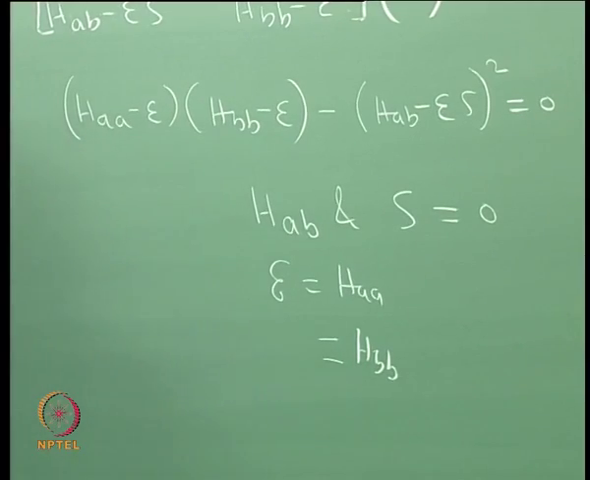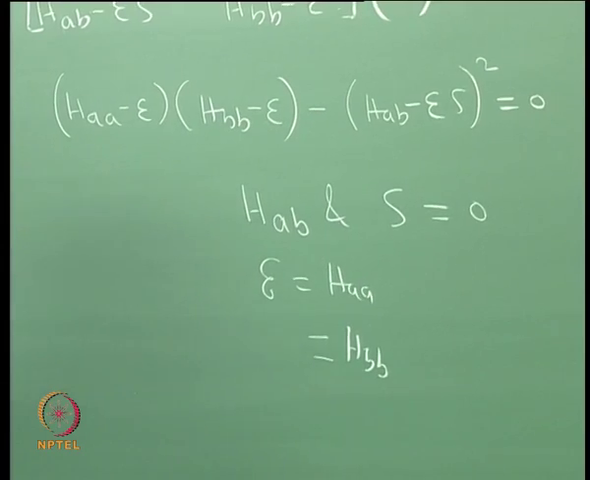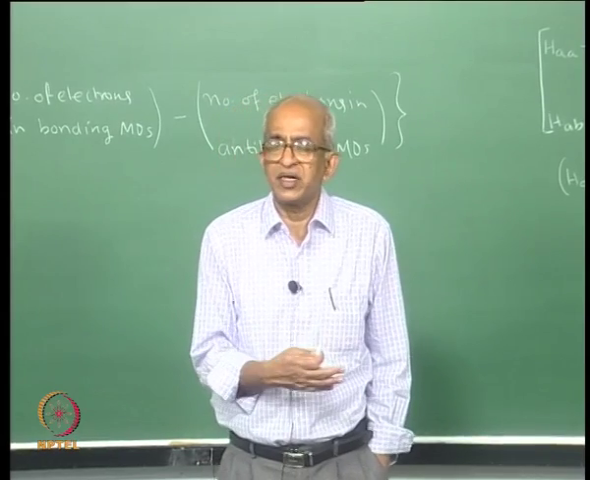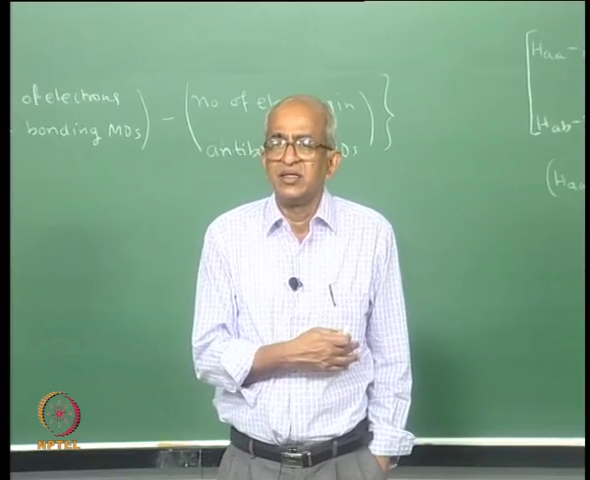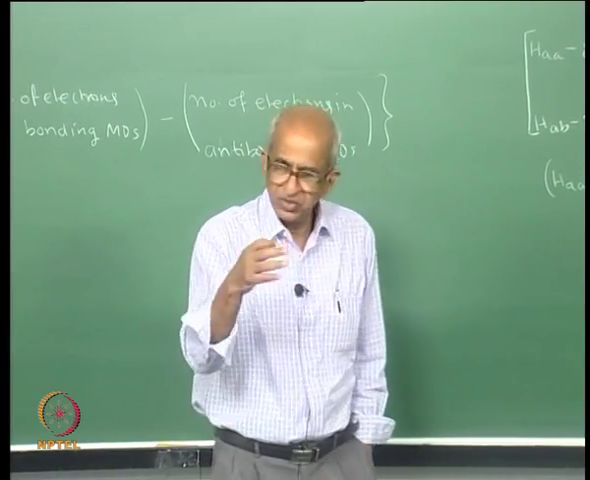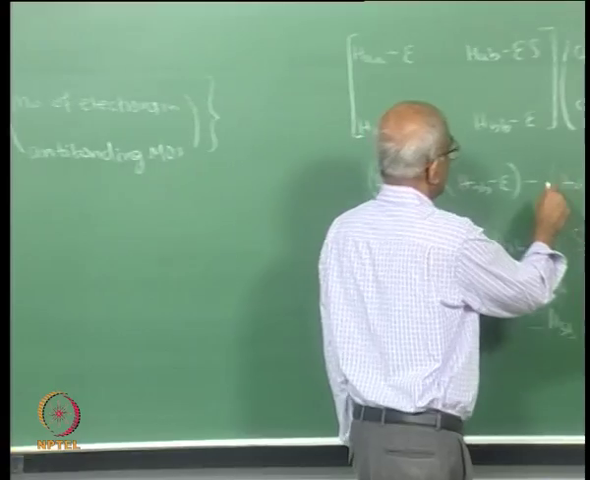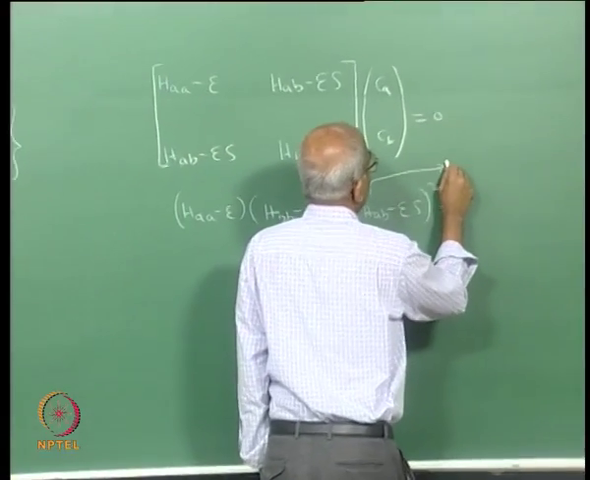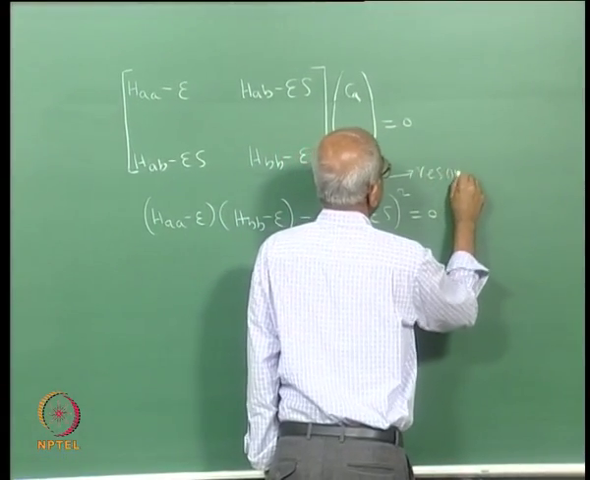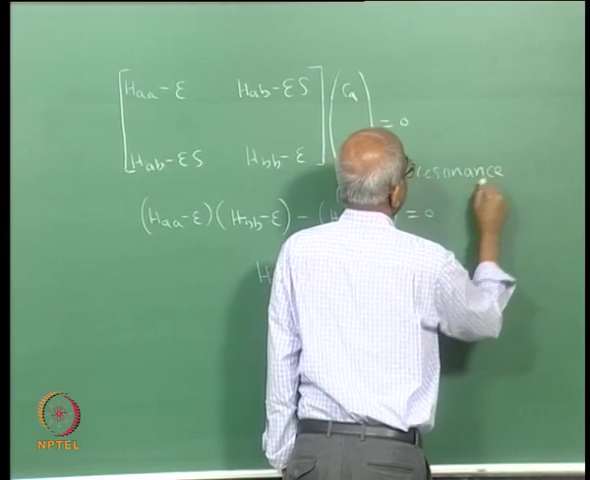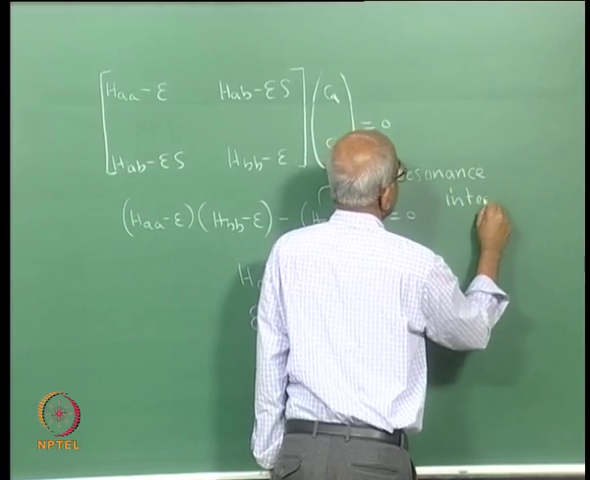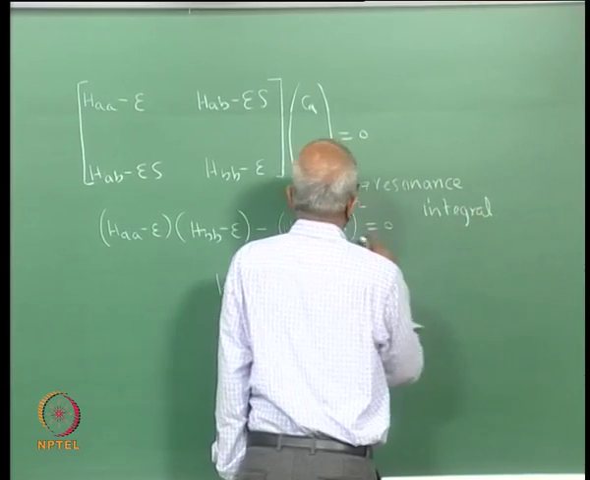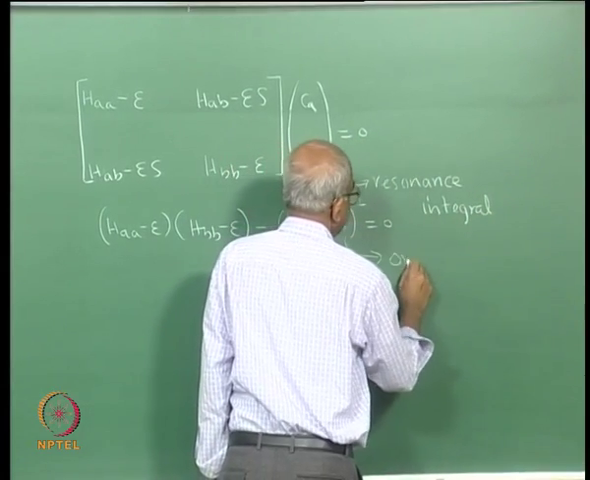So, what does it tell you? It tells you that if I had a situation where the overlap integral S as well as the integral HAB, which usually is referred to as the resonance integral, that is a term which is usually used. So, if this is called the overlap integral.